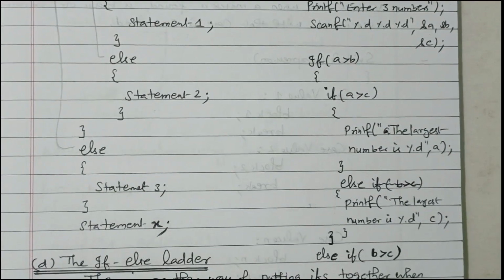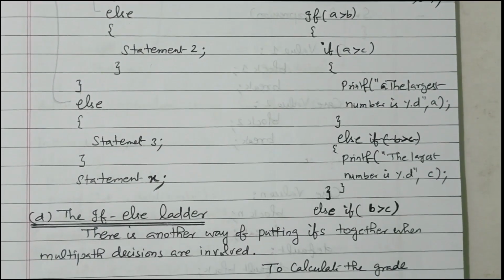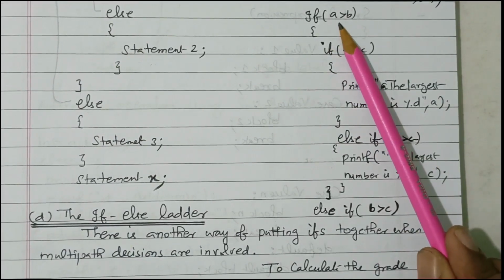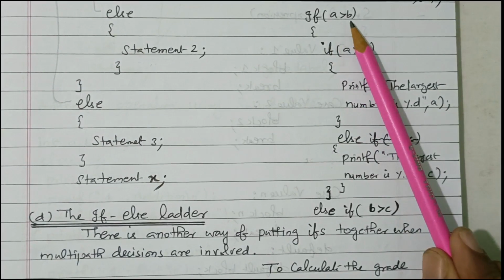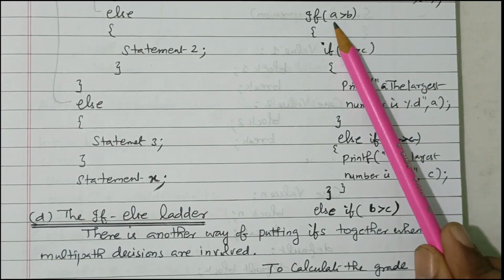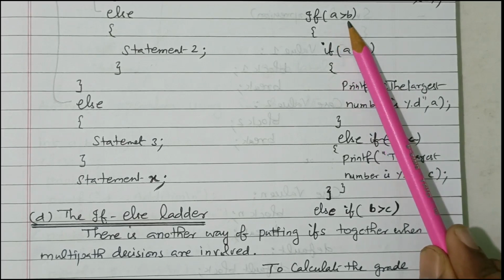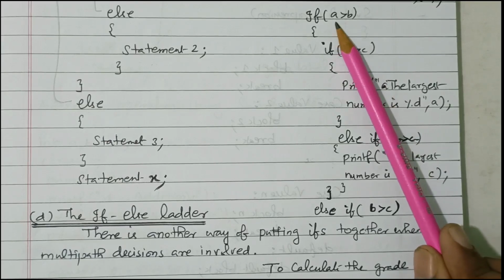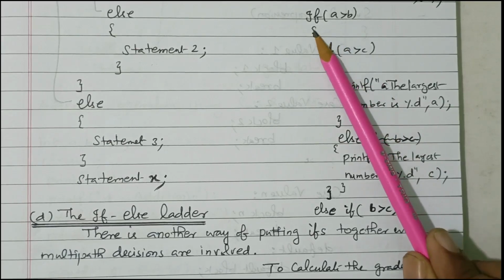Right. Now we'll check this condition one by one. First, if a greater than b, what is the meaning? A is greater, b is smaller. If it is true, it means a is greater, b is smaller. But we need to check 3 numbers. There is one more number available, right? So if this condition is true, we open the brace.